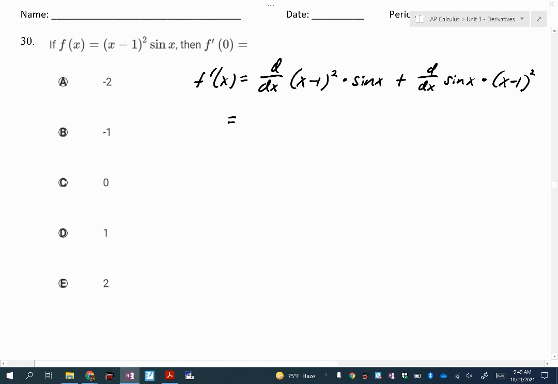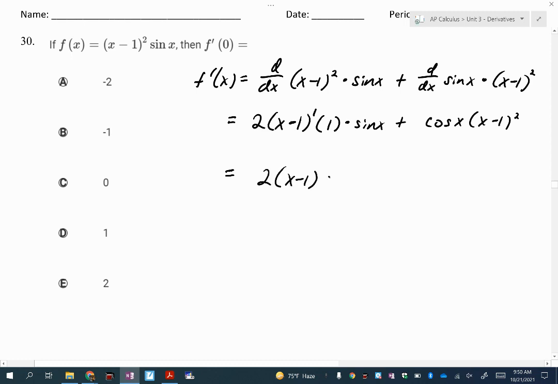The derivative of (x - 1)^2, we're going to use the power rule: 2 times (x - 1) to the first power, times the derivative of x - 1, which is just 1, plus the derivative of sine x, which is cosine x, times (x - 1)^2. So if you want to clean it up, we have 2(x - 1) times the sine of x plus (x - 1)^2 times the cosine of x. This is the derivative.